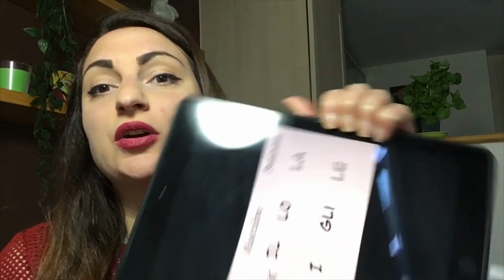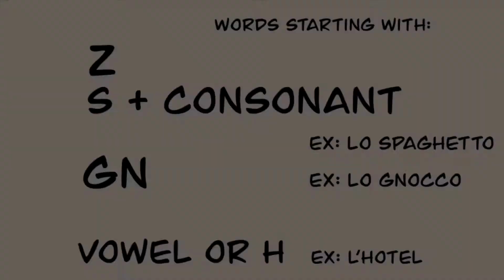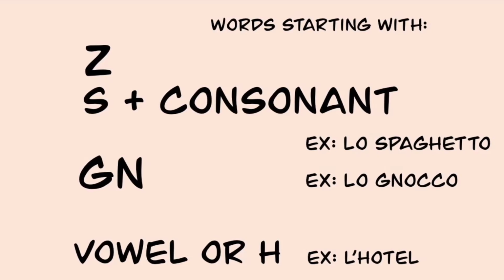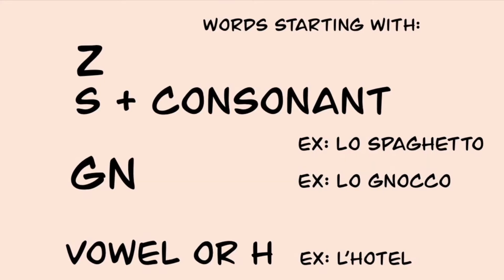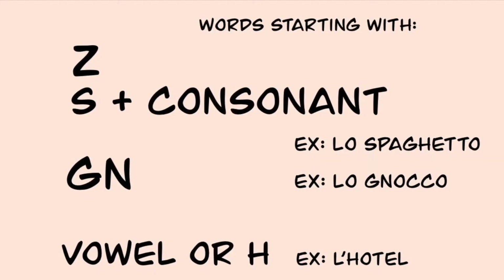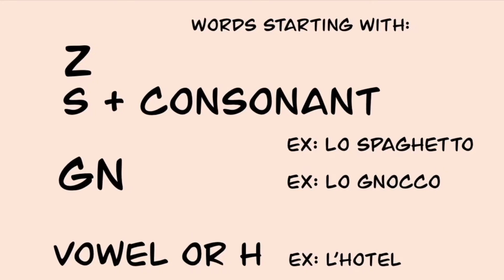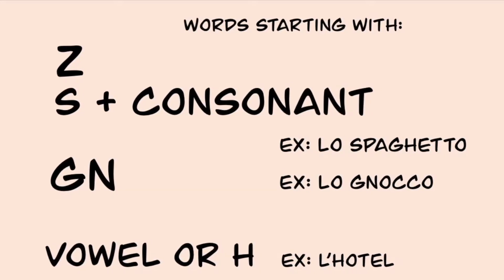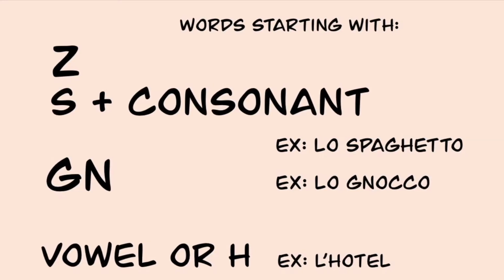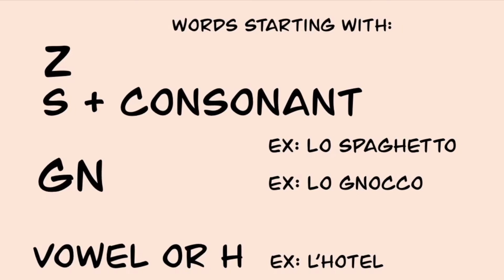Now I'm going to explain in which cases we use the singular masculine article lo. We use lo every time we have words starting with z or s followed by a consonant, like for example lo spaghetto. Every time we have a word that starts with gn, like in lo gnocco. And when we have words starting with a vowel or h, where lo becomes l apostrophe, as for example l'hotel.